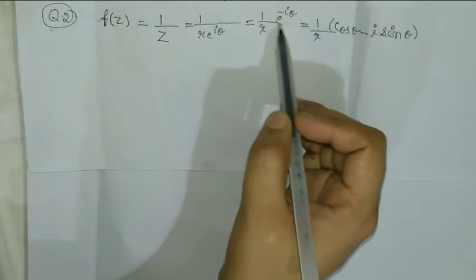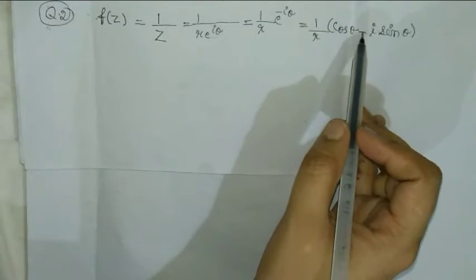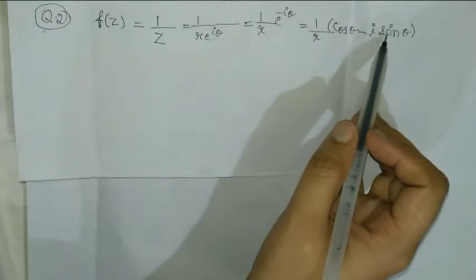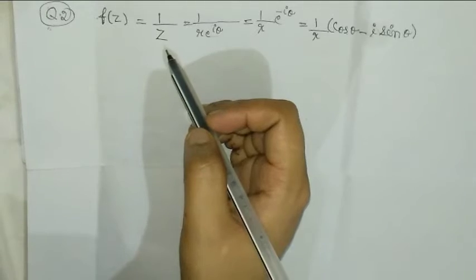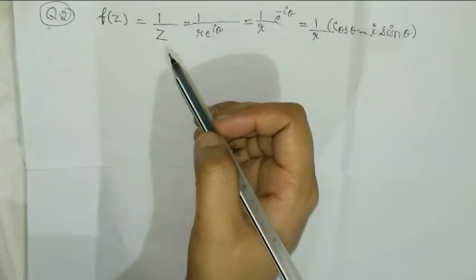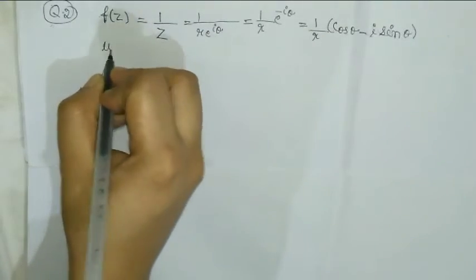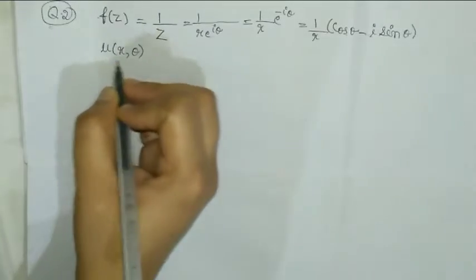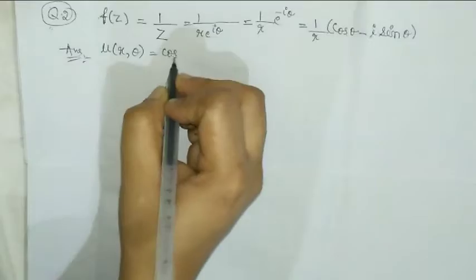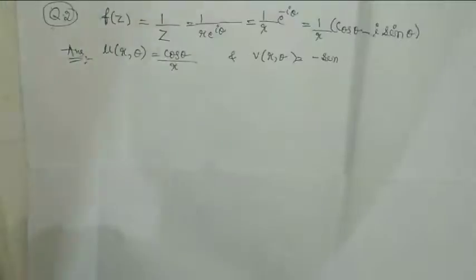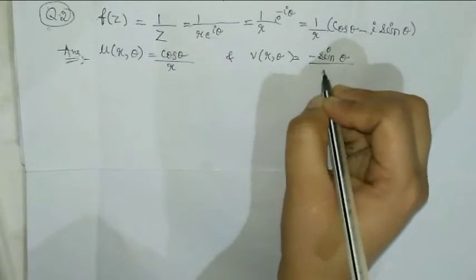Now e^(-iθ), its value is, see, just because the minus sign is there, we will take here minus, that is cos θ - i sin θ. z can be written as e^(iθ), which is equal to cos θ + i sin θ in complex analysis. Fine. So now here we can see that u(r,θ) is equal to cos θ / r, and v(r,θ) is equal to -sin θ / r.